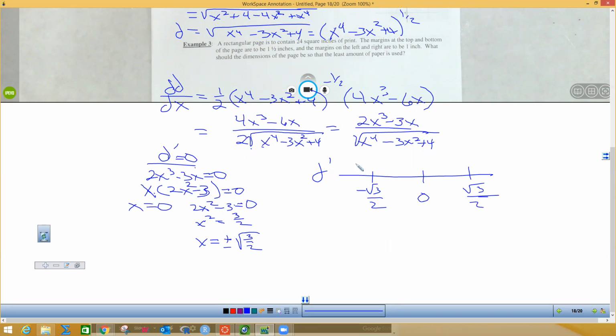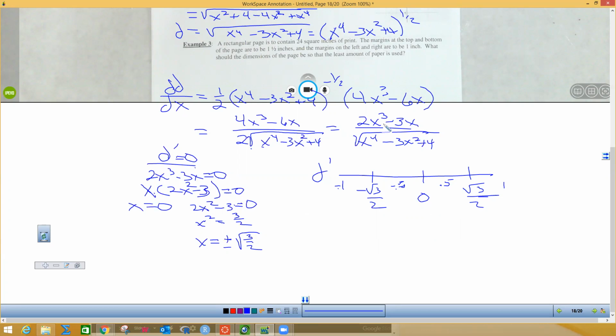So I need to plug in numbers on all sides of these to see where my minimum is going to be. So I hope you know the square root of 4 is 2. So this is a little less than 1. So I'm going to stick in a negative 0.5 here, a positive 0.5 here, over here a negative 1, and over here a 1 to see what my signs are.